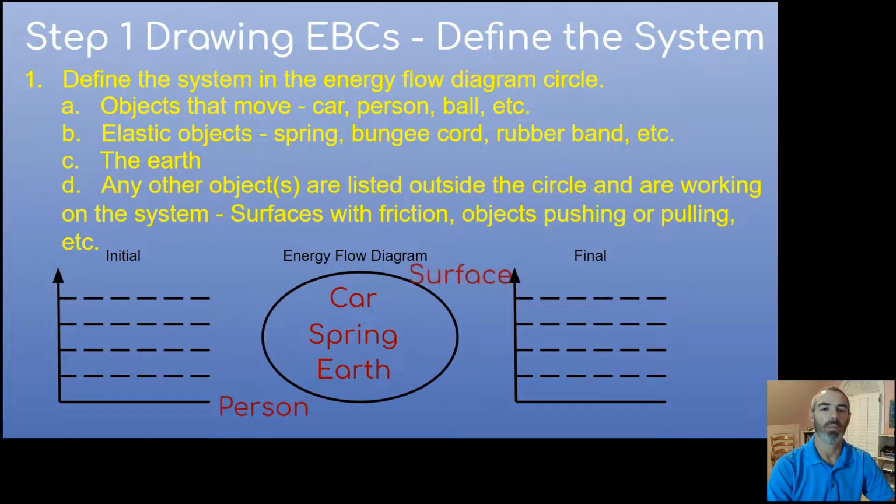Any other object that we would have would go outside the system as work. So examples would be a person would go outside if they're pushing, or if their surface has friction, we put the surface outside the system as well. So objects that push or pull or anything that has friction.